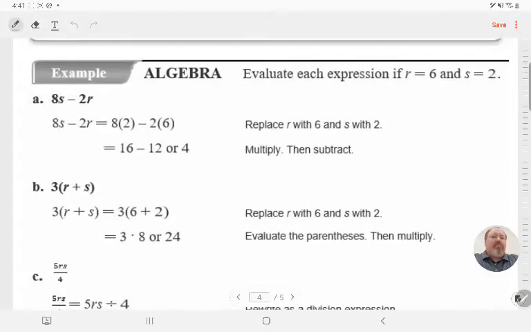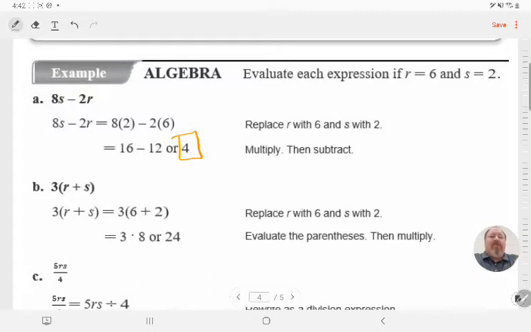So let's take a look at that. Basically what they're saying is, in A, 8s minus 2r, s equals 2, so 2 can replace s, and r equals 6, so 6 can replace the r. When you do that, you end up with 8 times 2 minus 2 times 6. Now we just use our order of operations. We have to do all of the multiplication first, left to right, so that would be 16 minus 12. Now I can do subtraction, and I get 4.